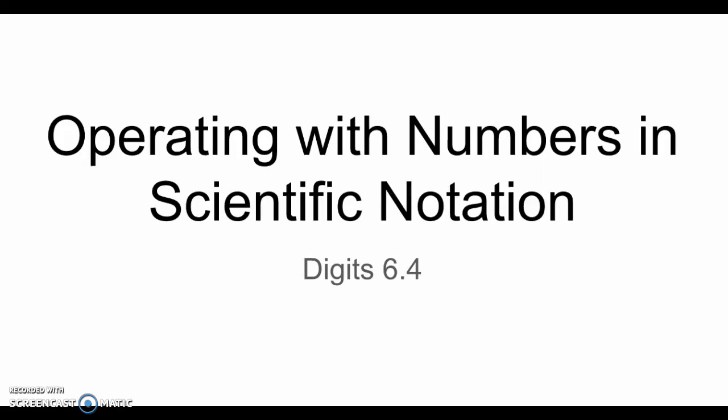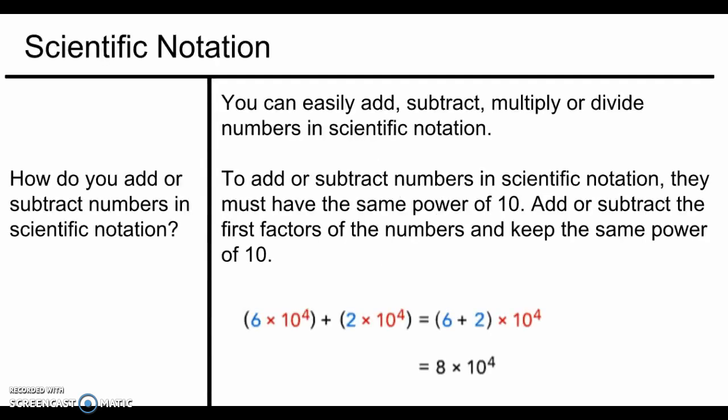Today we're going to be talking about operating with numbers in scientific notation. This is digit 6.4. How do you add or subtract numbers in scientific notation?